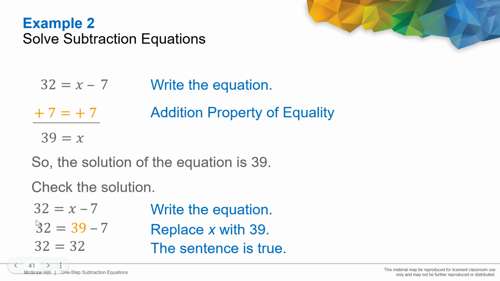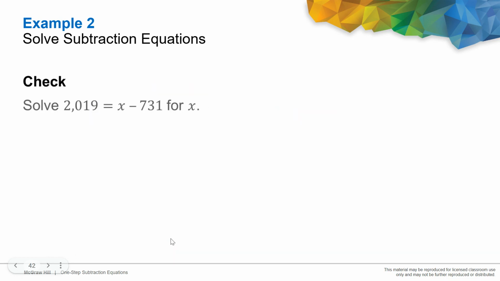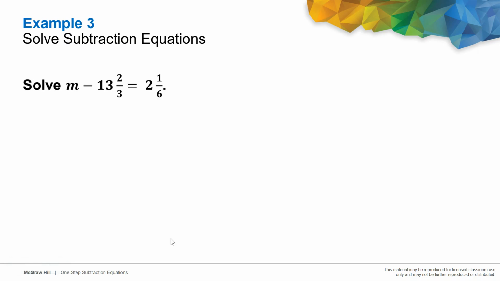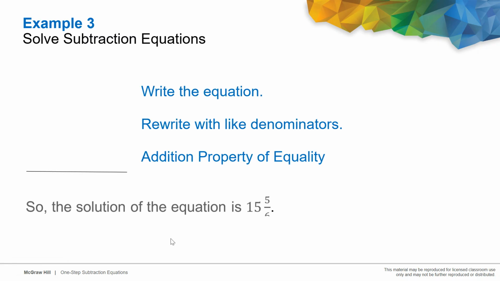And again, if you want to check that solution, all you have to do is take the solution you got, plug it in for x, substitute it in for x, and see if it works. 39 minus 7 is in fact 32, so it is true. Here's your chance to try it out. And then there's another version here with fractions again.